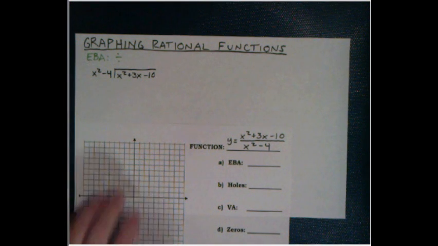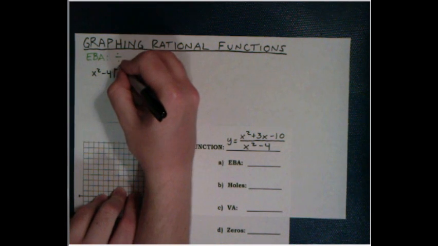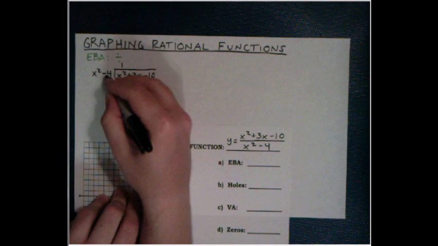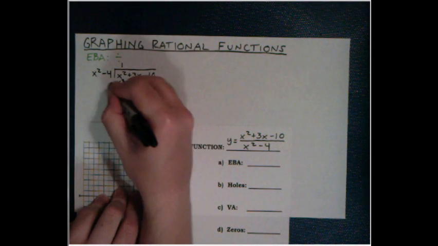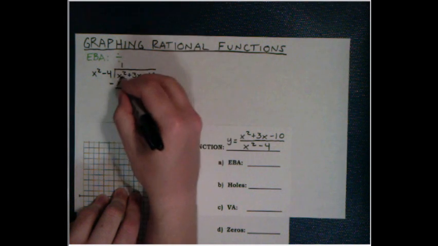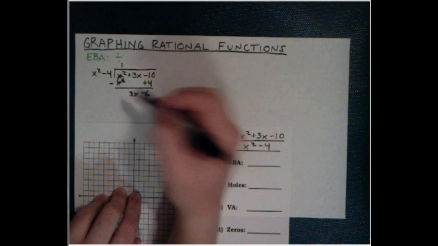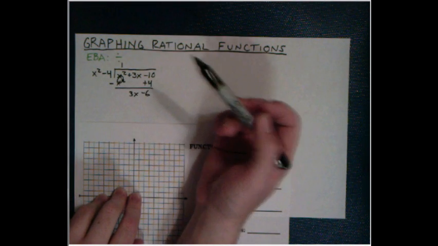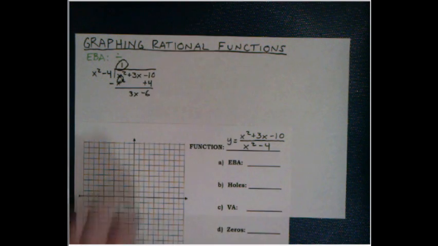If we're dividing this out, we have to see how many times x squared goes into x squared. The answer is 1 time. So x squared times 1 is x squared. Negative 4 times 1 is negative 4. Draw the line, change the signs. We get a 0 there, and we'll have 3x minus 6 as our remainder. Now we ask how many times x squared goes into 3x, and it doesn't. So we've actually found our EBA right here. This will be our EBA, 1.